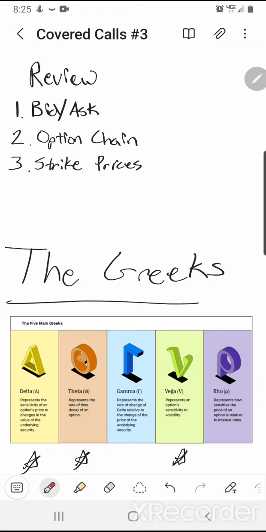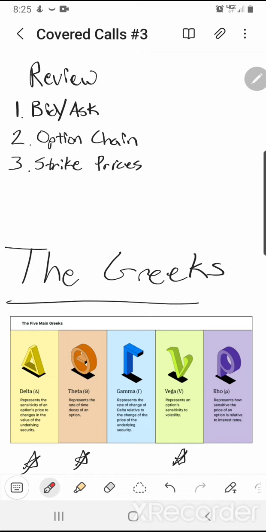This is the covered calls number 3. We're going to review today and go into a lot more detail on things. First off, bid ask. Bid is buy, ask is sell. We're going to go into the option chain, a lot more depth into that, and how to pick strike prices. And then the Greeks. The Greeks, they're Greek symbols that symbolize certain things with options. And there are 5: delta, theta, gamma, vega, and rho.